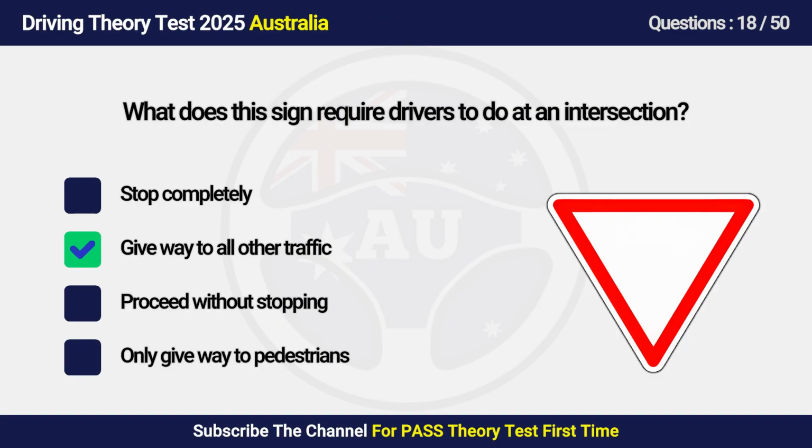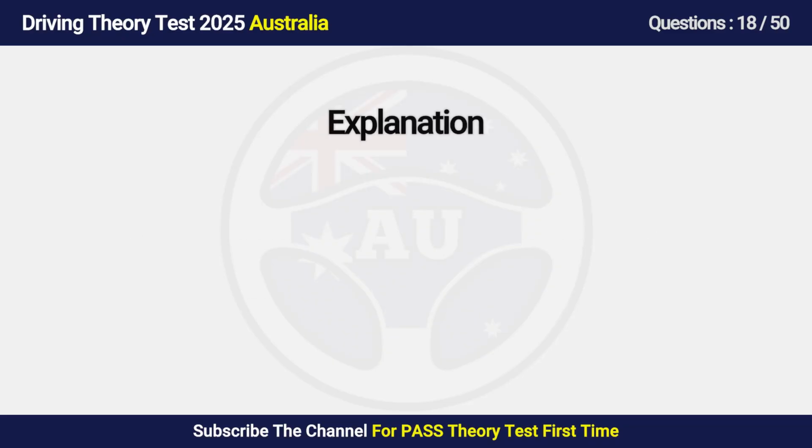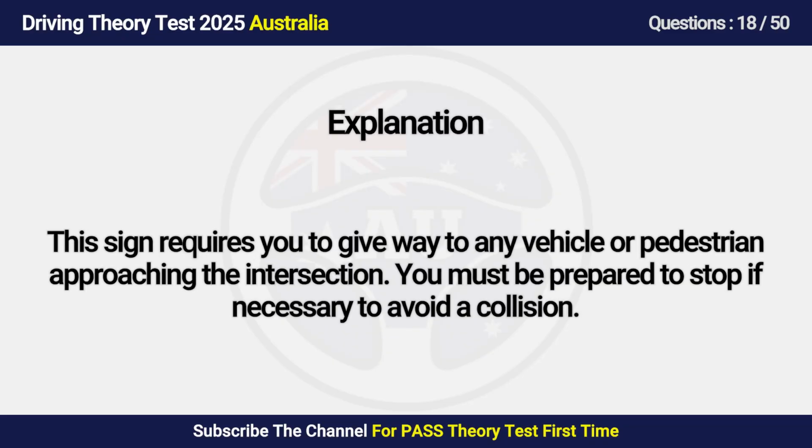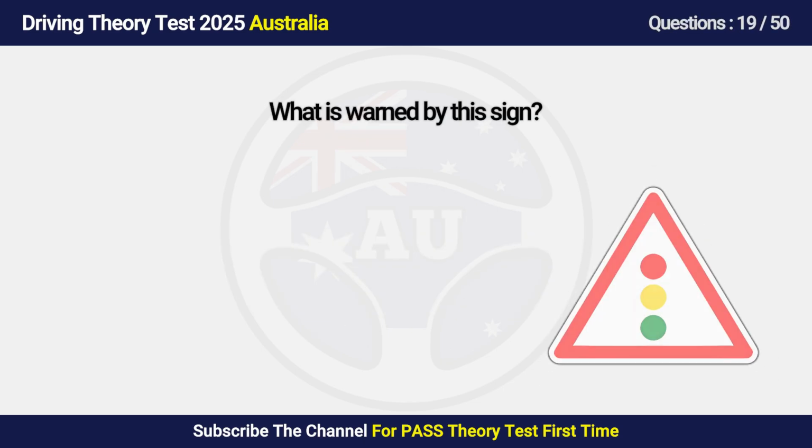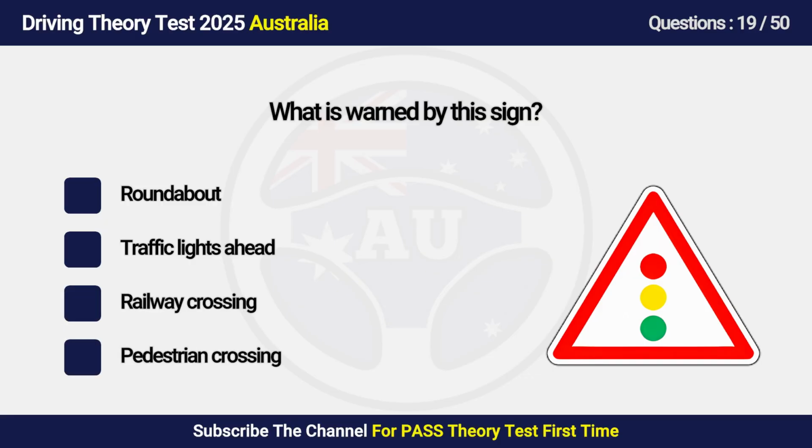Answer is B. Give way to all other traffic. This sign requires you to give way to any vehicle or pedestrian approaching the intersection. You must be prepared to stop if necessary to avoid a collision. Question 19. What is warned by this sign? A. Roundabout. B. Traffic lights ahead. C. Railway crossing. D. Pedestrian crossing.